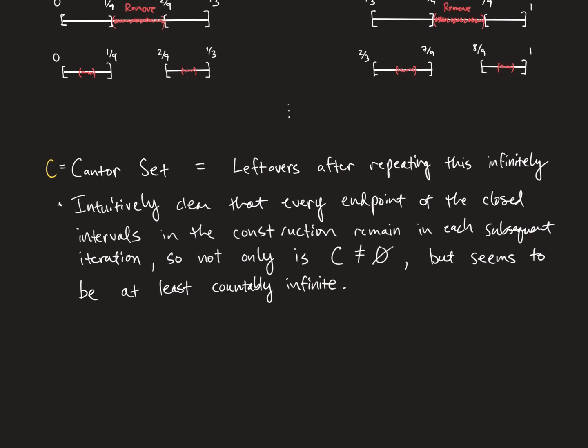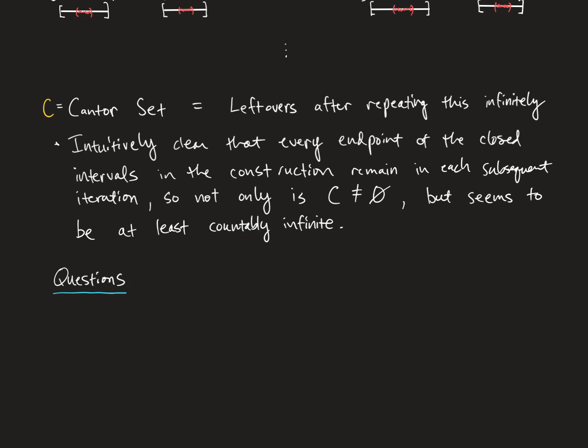So this seems to raise a natural question, and we can consider a list of questions we might ask about the Cantor set here. So here we have some questions. First of all, are the endpoints the only thing in the Cantor set?